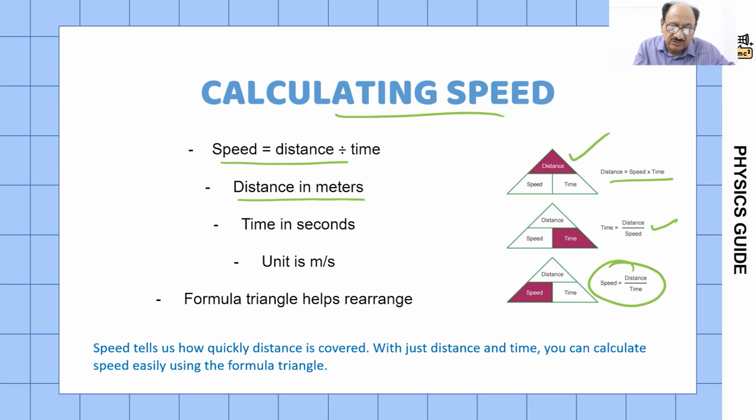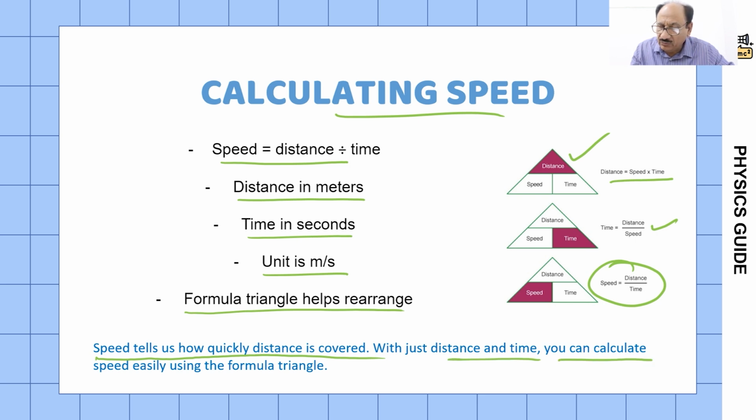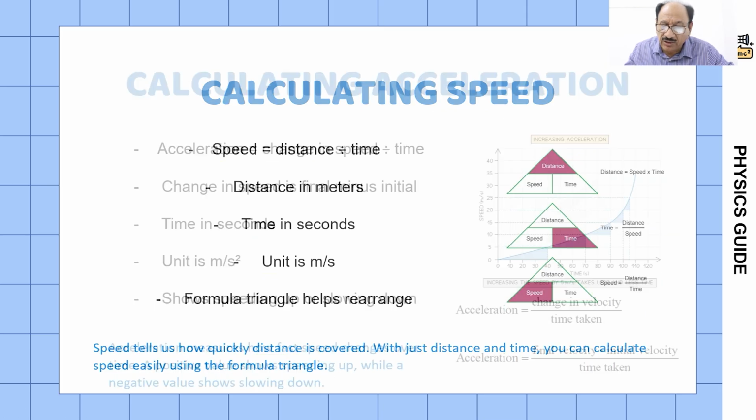So, distance is taken in meters, time is taken in seconds, and the unit is meter per second. The formula triangle is helping us to rearrange. We can rearrange the triangle and solve the problems. Speed tells us how quickly distance is covered. With just distance and time, you can calculate speed easily using the formula triangle.